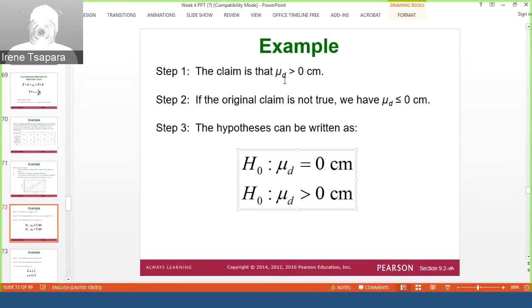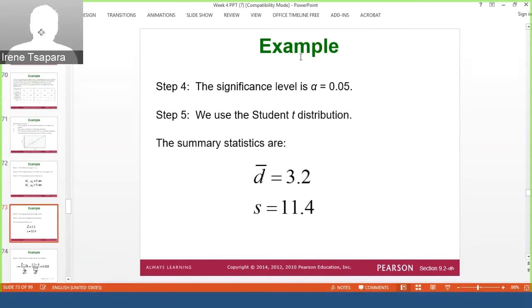So since the mu D is greater than 0, as Advait said, this is your claim. This will become your alternative hypothesis. But since it is greater than 0, it means that we have a right tail test. Okay, so this means that the rejection region will be at the right side of the bell curve. Significance level is 0.05. Now, the summary statistics are d bar equals 3.2, and the standard deviation is 11.4.